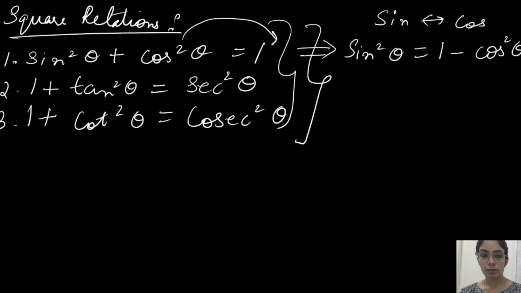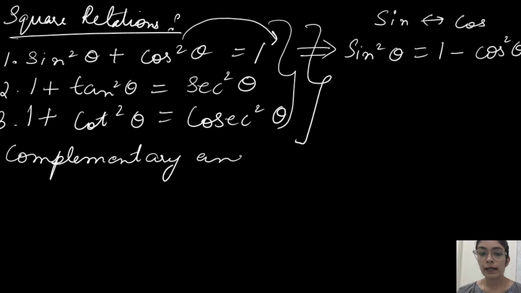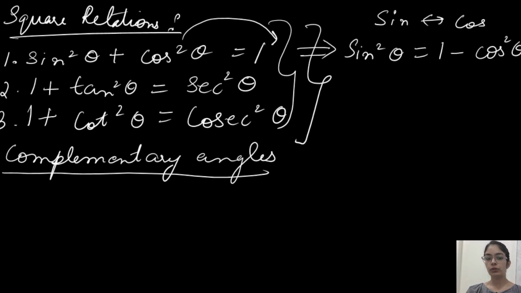Yes, it is ICSE board. Then square relations we have done. Afterwards, the last relations we have to learn are the complementary angles relations. Although many times we don't have to use these relations, still you should know. Complementary relations also are three.